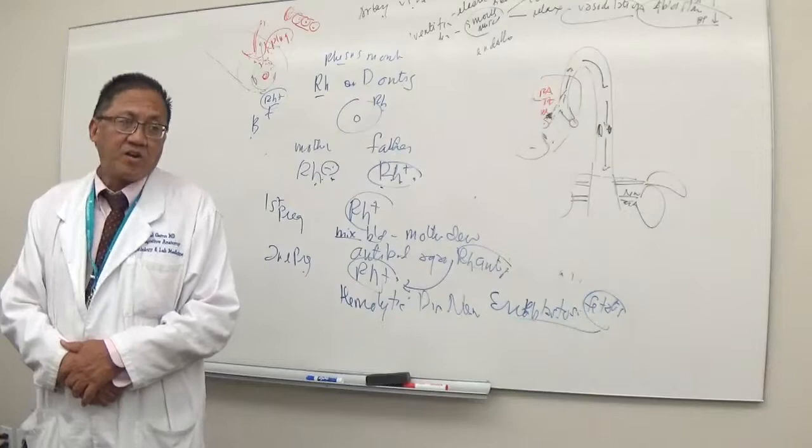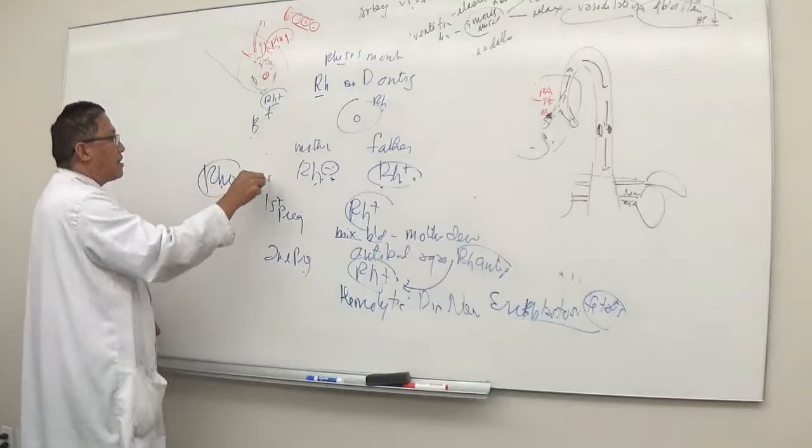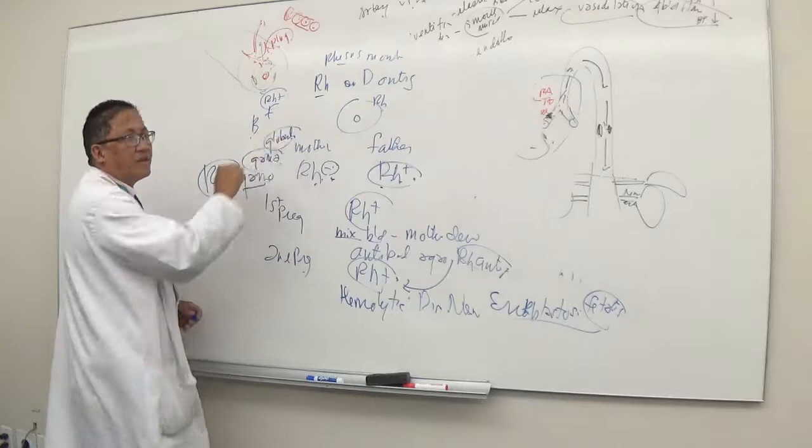But there is hope. What do we do to the mother? We give RhoGAM. What does RhoGAM mean? Rh. Gam means what? Gamma. It's so funny, gamo, my last name. No, I'm just joking. It's gamma globulin. What is gamma globulin? A synthetic form of antibodies.